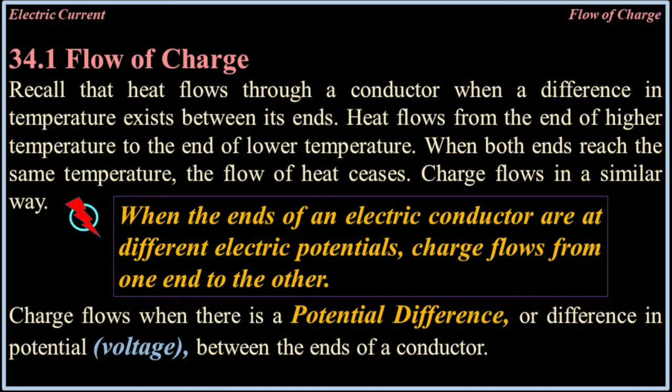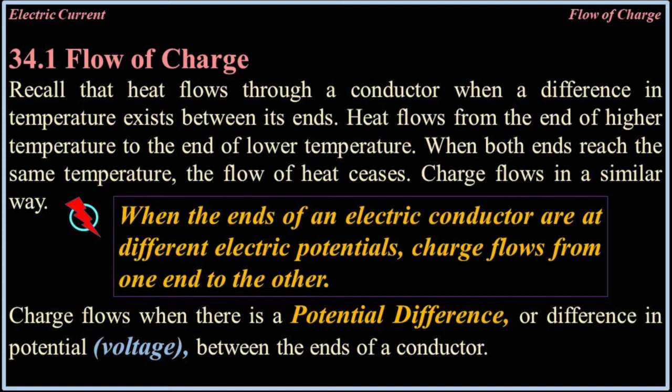34.1. Flow of charge. Recall that heat flows through a conductor when a difference in temperature exists between its ends. Heat flows from the end of higher temperature to the end of lower temperature. When both ends reach the same temperature, the flow of heat ceases. Charge flows in a similar way. When the ends of an electric conductor are at different electric potentials, charge flows from one end to another.